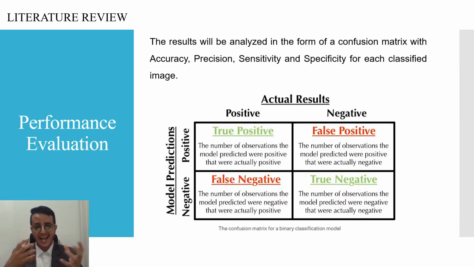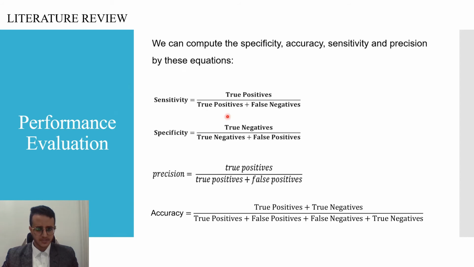The result will be analyzed in the form of a confusion matrix. The confusion matrix can be done by calculating some equations of accuracy, precision, sensitivity, and specificity, or can be done by coding in Python or any language. This is the model of a confusion matrix for a binary classification. We can compute these parameters by these equations to get a confusion matrix for performance evaluation of the result.